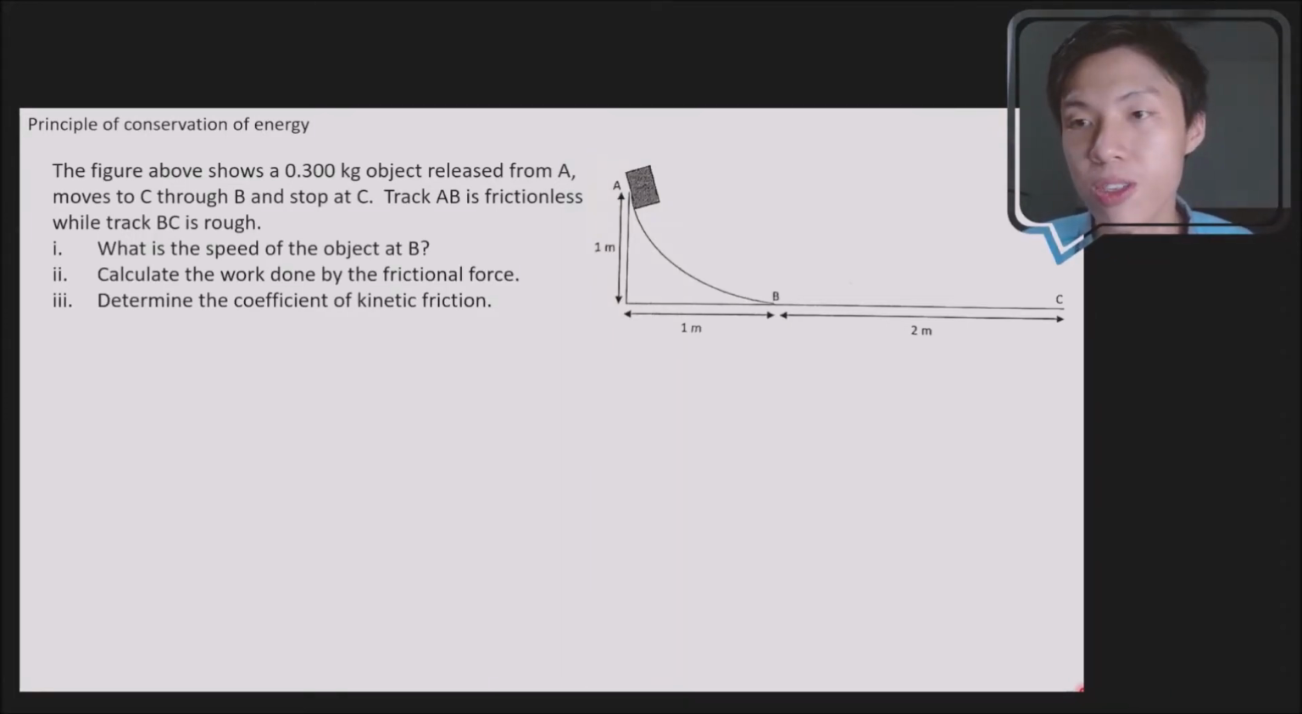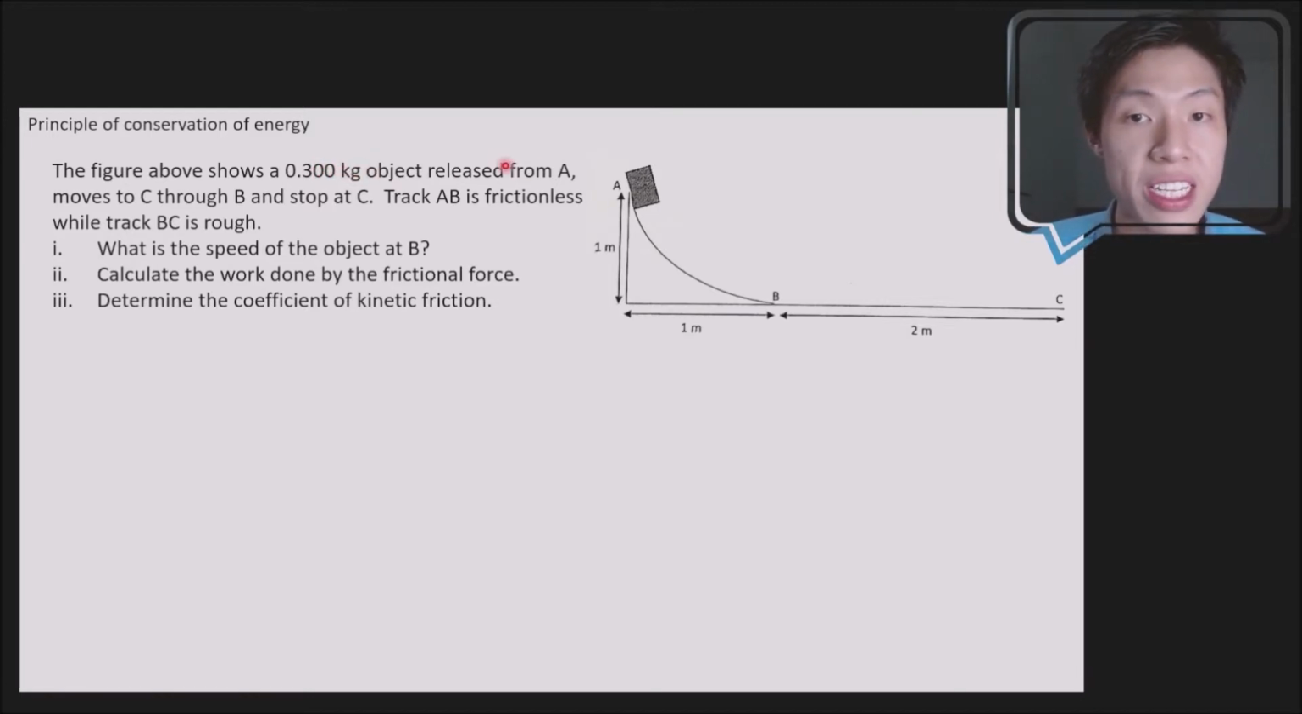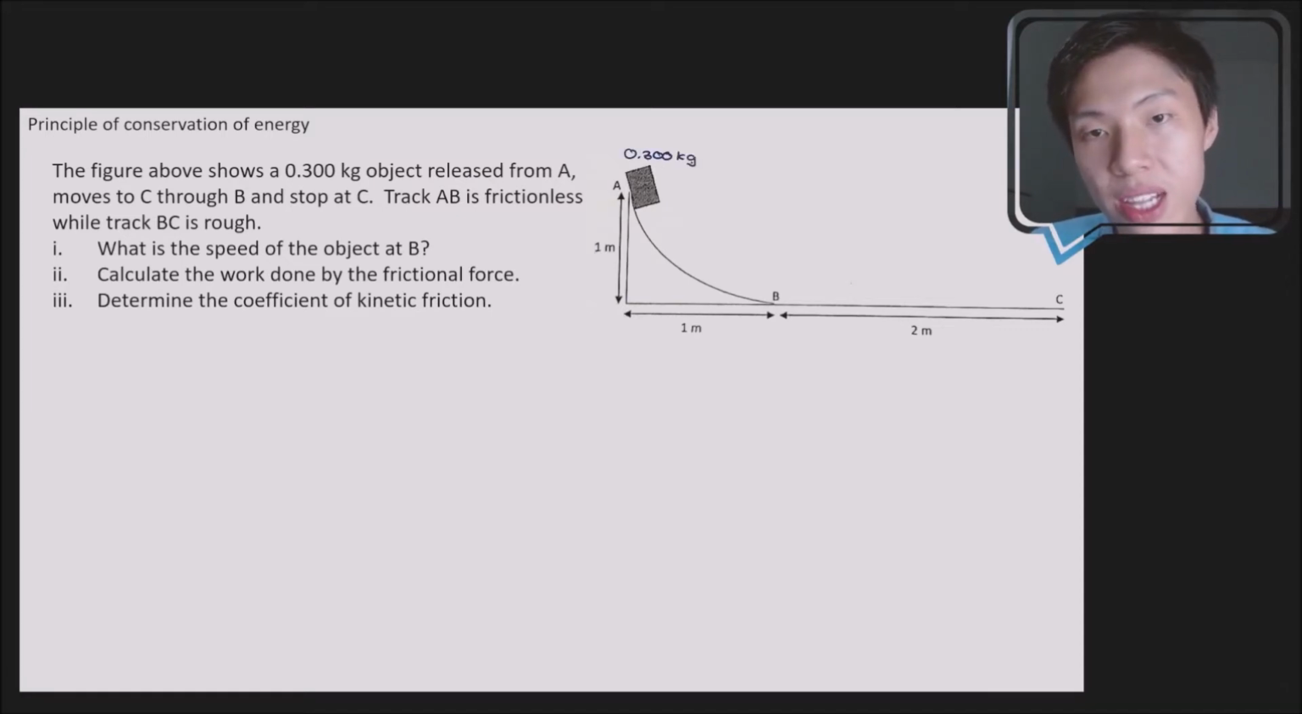Let's try to solve this problem here. The figure above shows a 0.300 kg object released from A. So you can see this object is placed at position A, and this object has a mass of 0.300 kg. Then it's released from A.